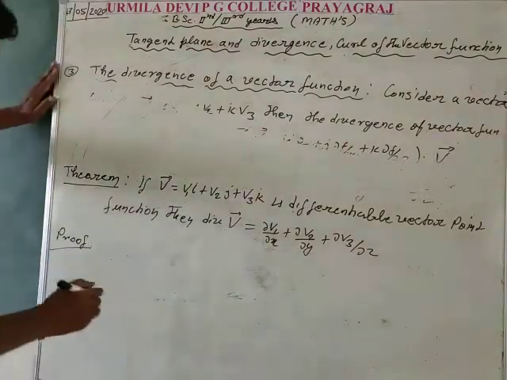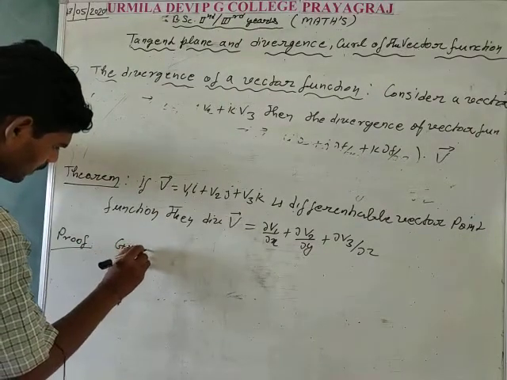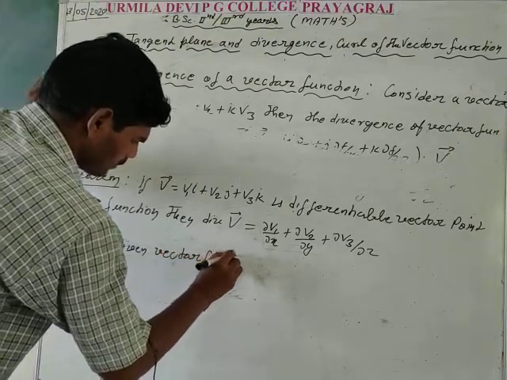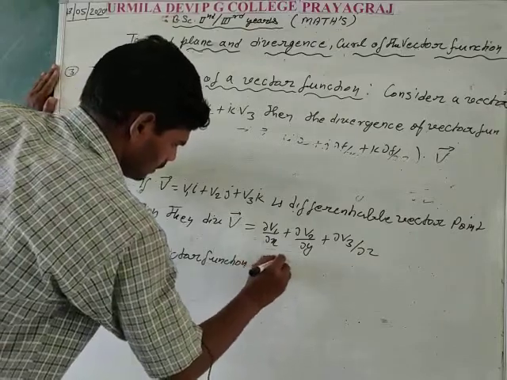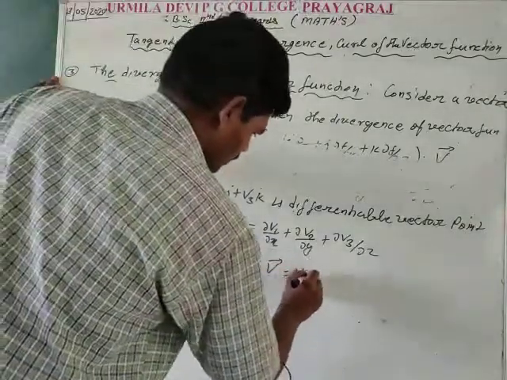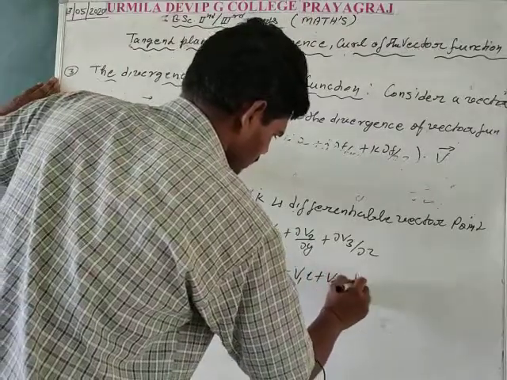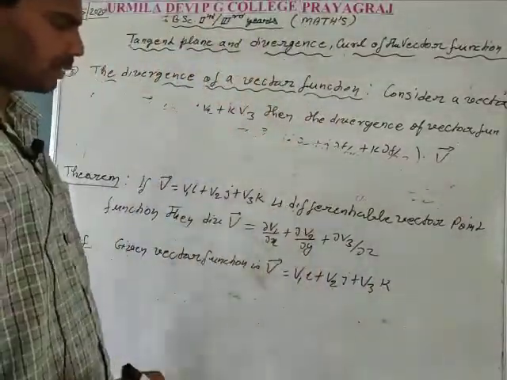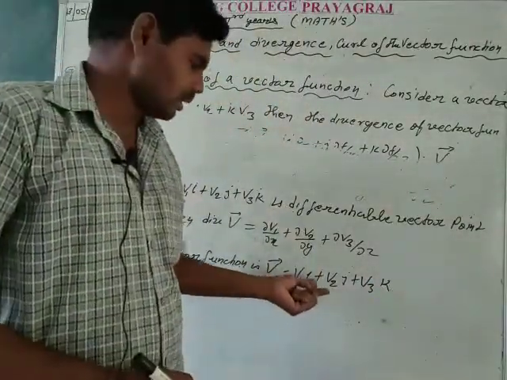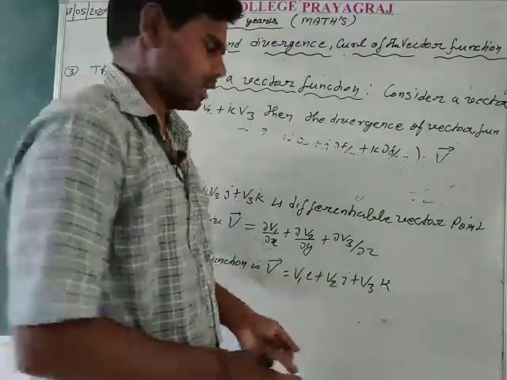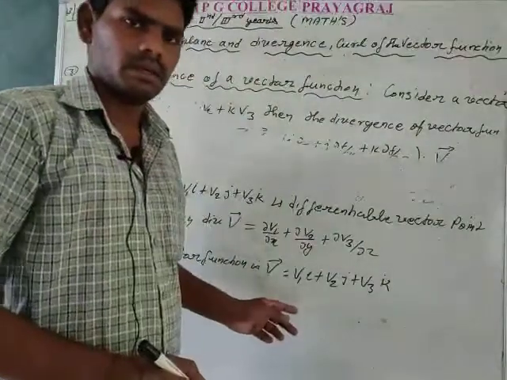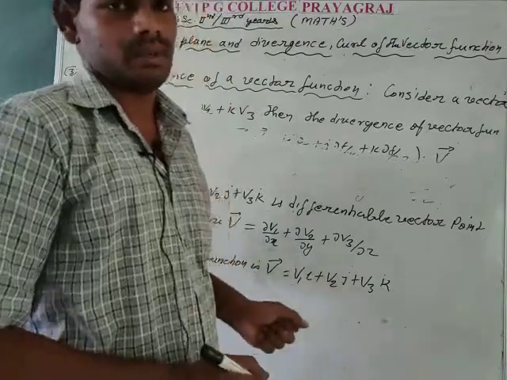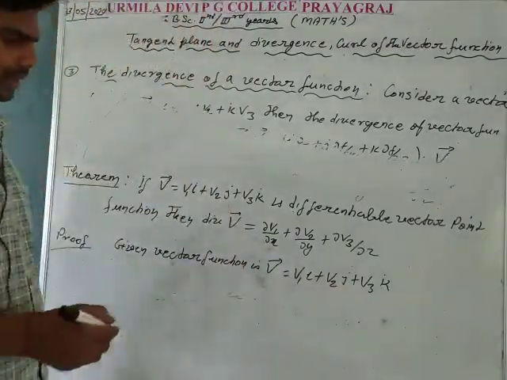Given vector point function is capital V equal to V1 i, V2 j, V3 k. In this vector, V1, V2, V3 are scalar quantities, and you already know about small i, small j and small k, which are unit vectors along the positive direction of the x-axis.